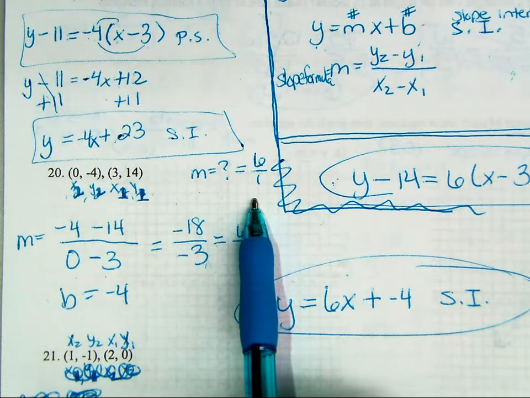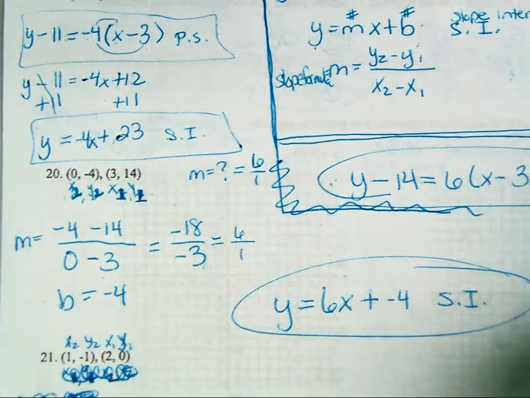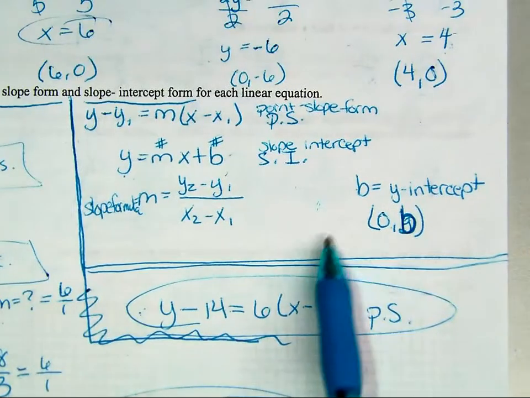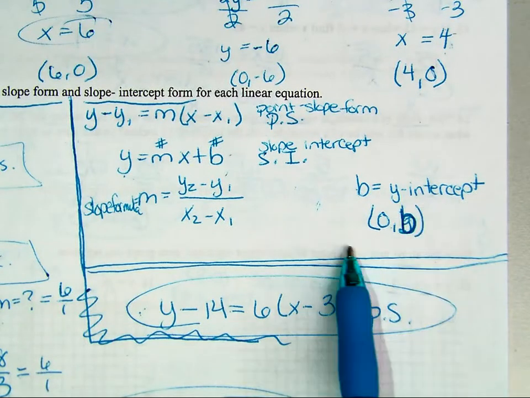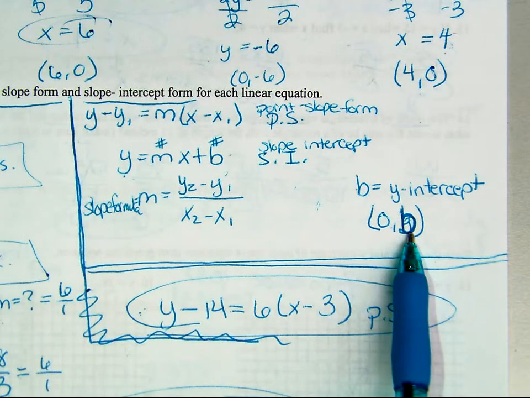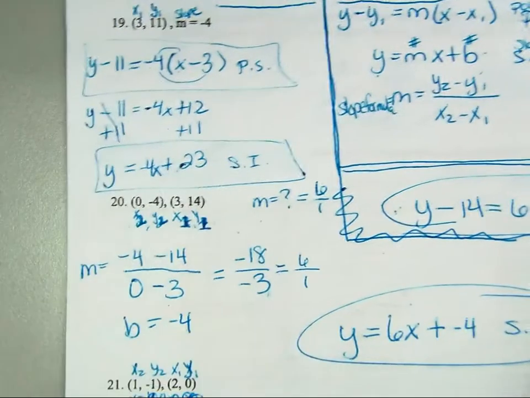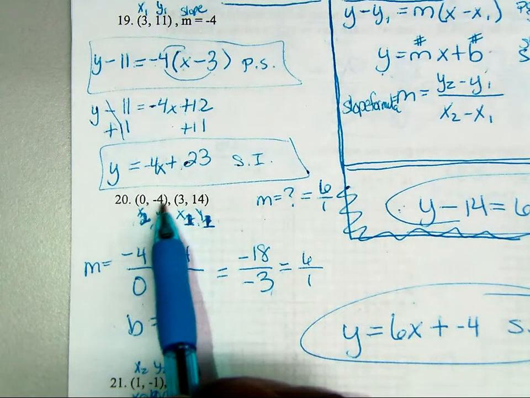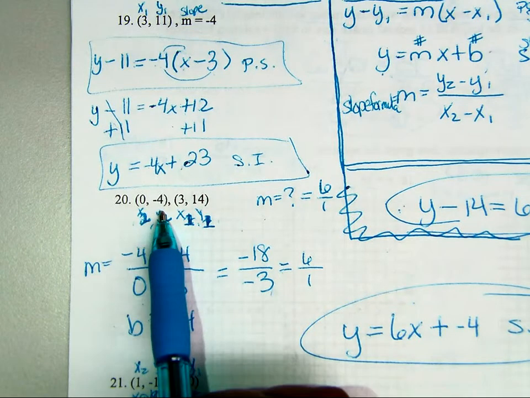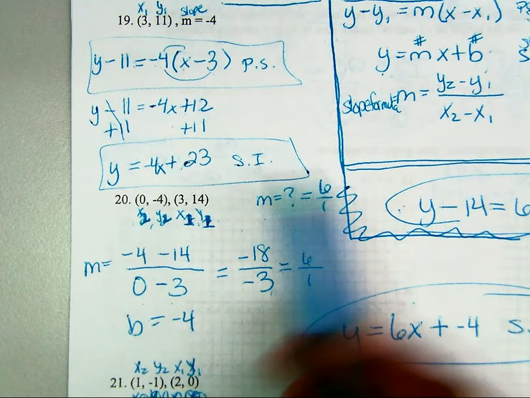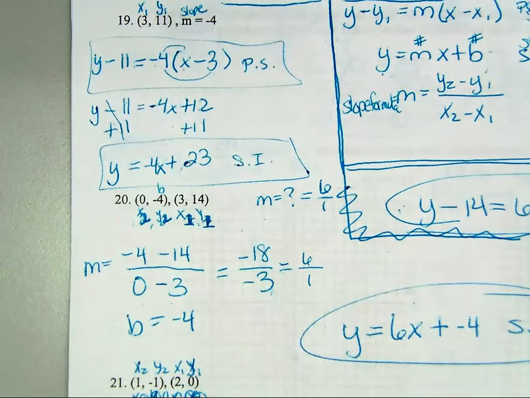Now, I got lucky with this problem because we talked about B equaling the y-intercept, and it was going to be 0, comma B. So if I look at number 20, I have something that says 0, comma, and a number. That number, guess what it's going to equal? B. I'm going to put a little B up there. Why not? So now I know that B equals negative 4. And I don't have to go through some of the work I went through.